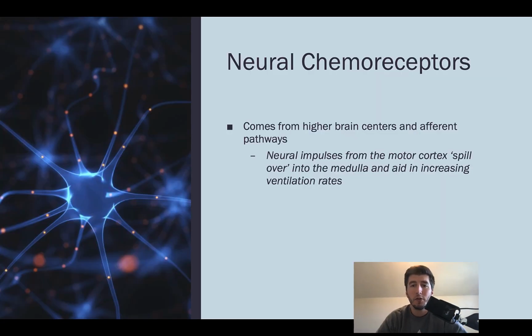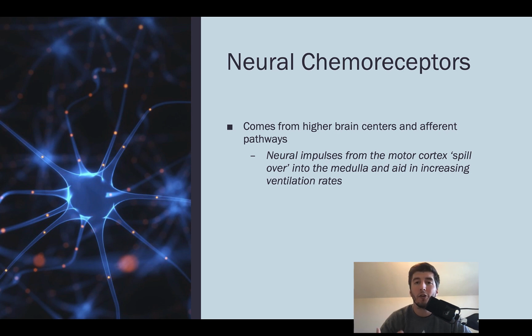Neural chemoreceptors, or these kind of neural impulse centers, they make sense for the brain. It's going to be higher brain centers actually telling the medulla that it is doing exercise, right? So there is an overflow of neural signal that is going to specifically come from the motor cortex. So the part of the brain that's telling our body, hey, we need to do muscle contraction, is actually going to have an overflow of neural input that goes into the medulla oblongata. And that overflow will basically signal the medulla, hey, there is exercise going on. There is muscular contraction going on.